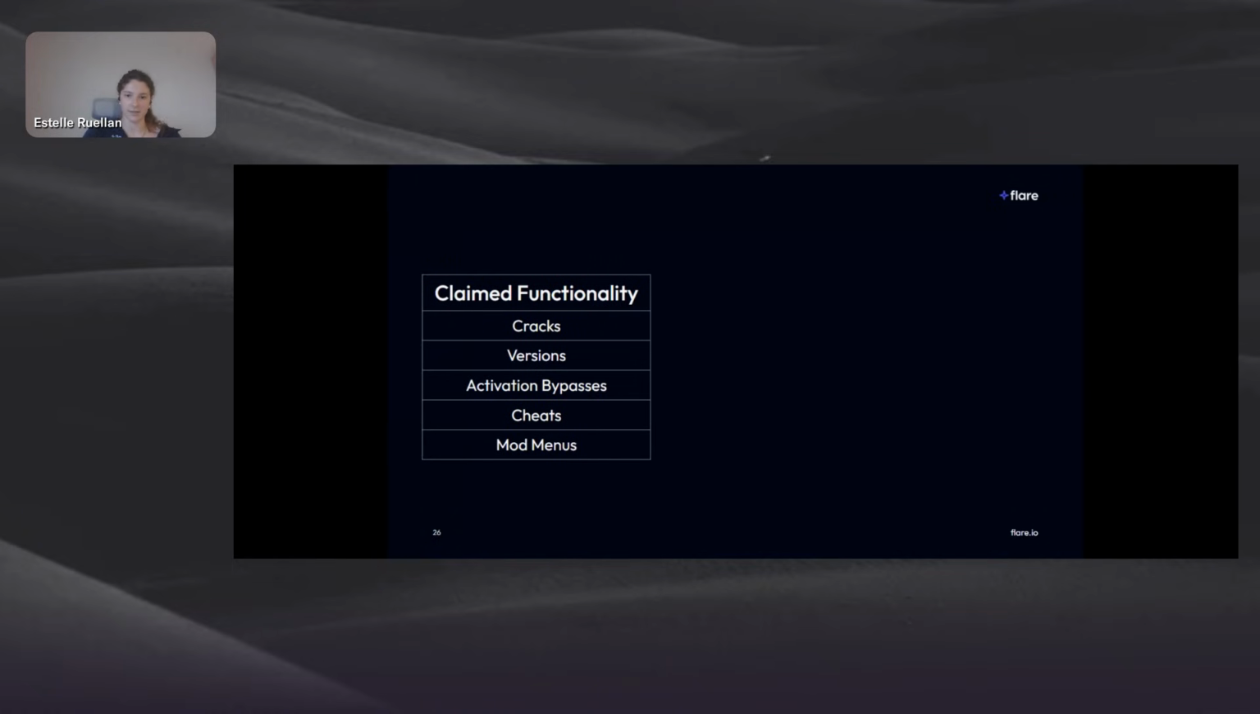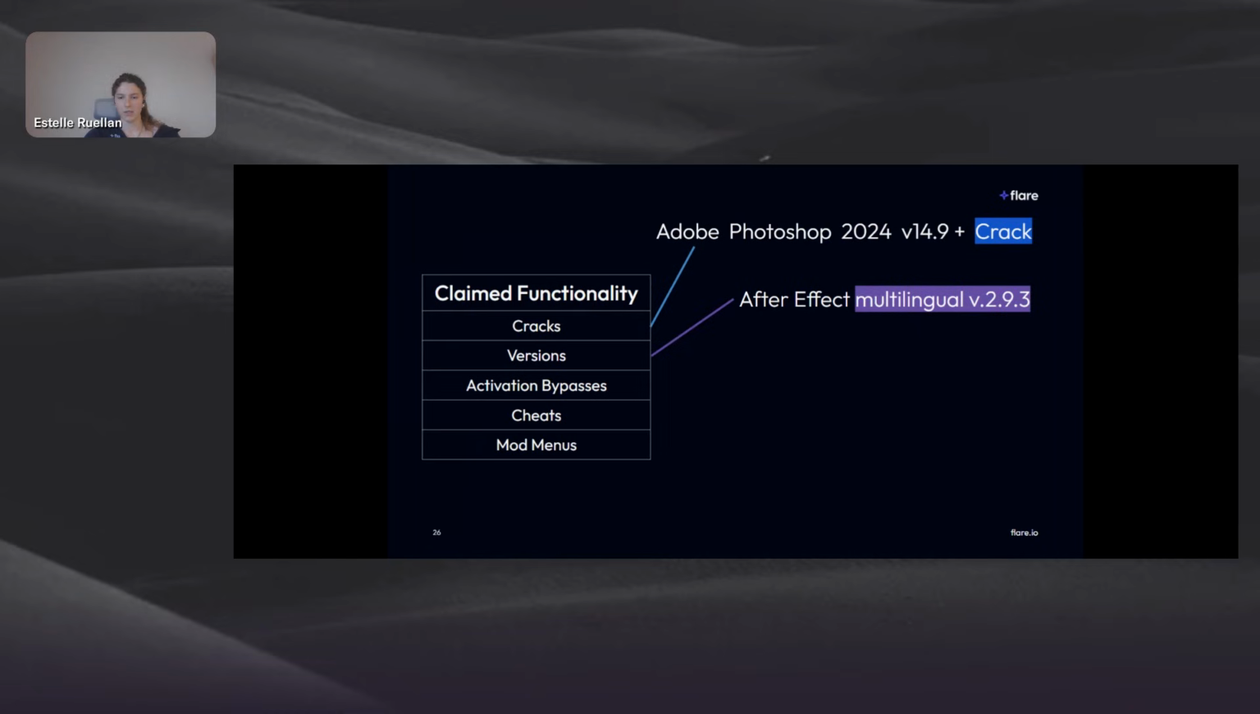We found many claimed functionalities, but the top 5 is here. We have cracks, essentially providing you a free way to get the software. You have a version, or in the infection story, it's a very specific version of the software, like here, After Effects, multilingual v2.9.3. We also had a lot of activation bypasses where basically the malware is claiming that it's providing you with an activation key for free for a very famed software.